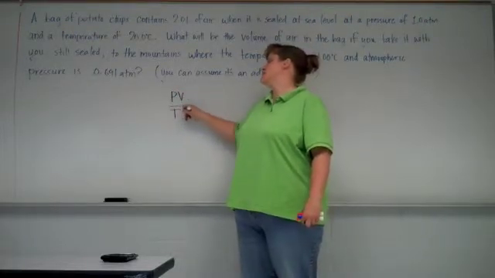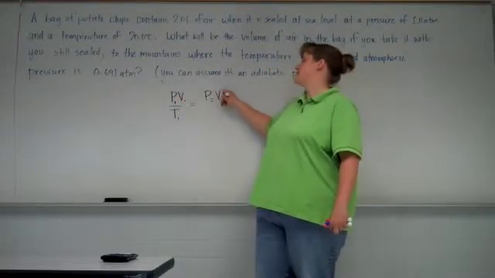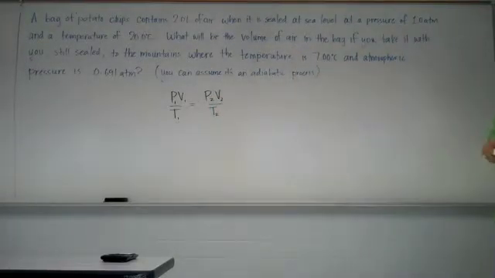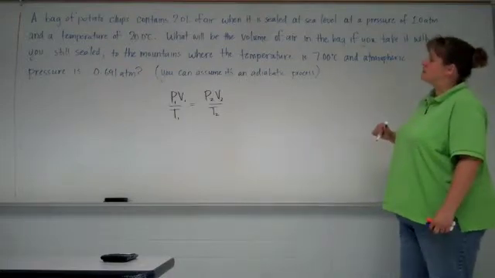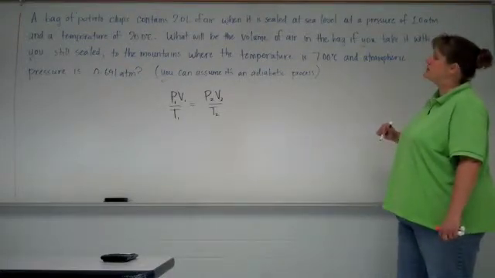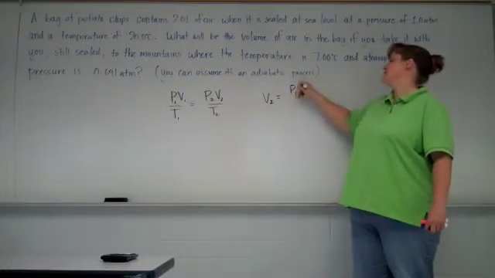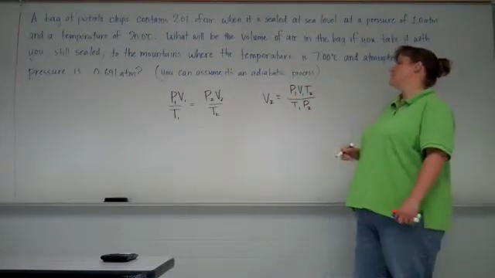Or you can use our relationship where P1 V1 over T1 has to equal P2 V2 over T2. We derive this using the ideal gas law. PV over T would equal nR. n and R are constants, so PV over T has to be constant. So what are we looking for? What will be the volume? So V2. If we bring the T2 over and the P2 down, we can solve for V2.